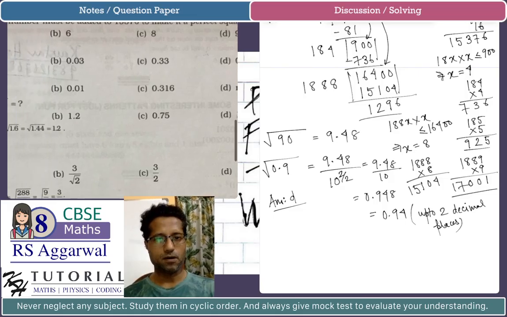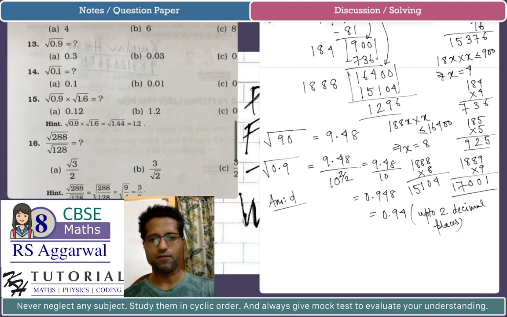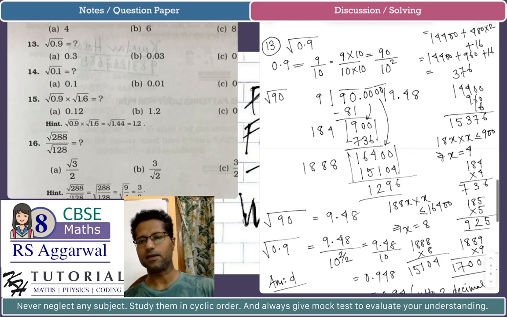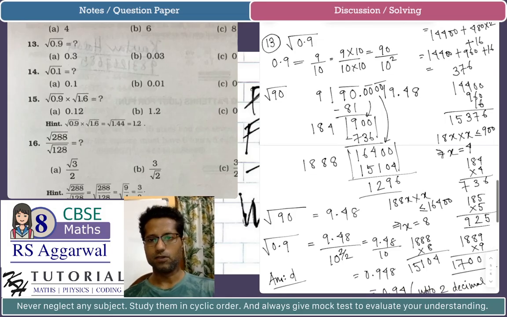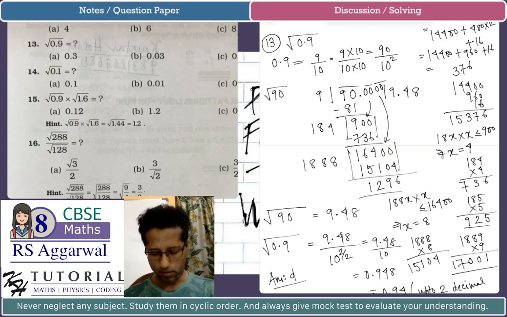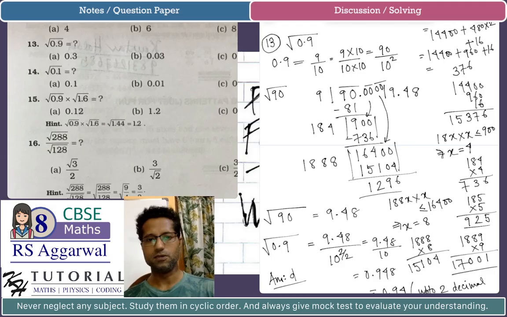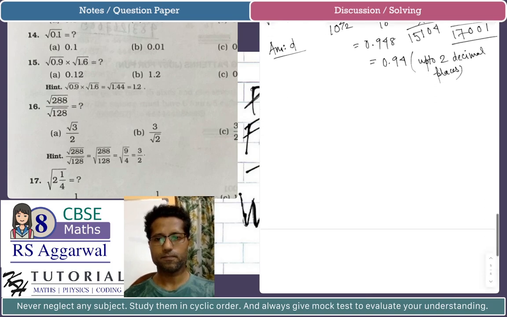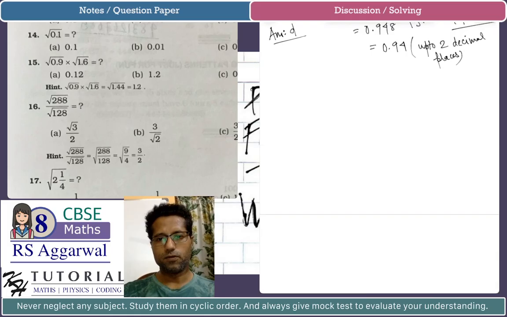Now let me first complete all the questions. Then I will come back to this question again, and I will solve it in a slightly different way, directly using the long division method. You can use whichever method seems easier to you. Okay, let's solve problem number 14. We have to find the square root of 0.1.